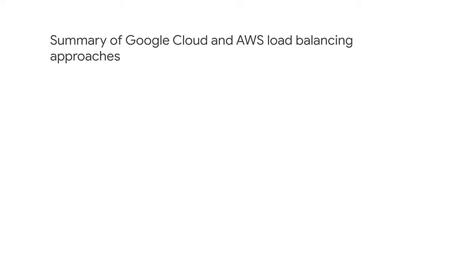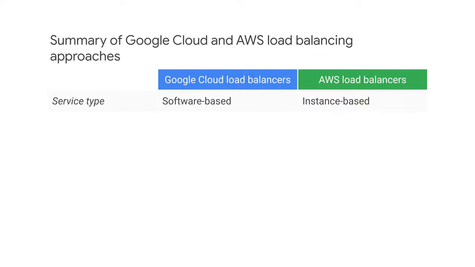Let's summarize the key differences between the approaches taken by GCP and AWS to load balancing. GCP load balancers are software-based. AWS load balancers run on EC2 instances. The difference in service type is the reason why you don't have to pre-warm load balancers in GCP. The service can spin up quickly because a virtual disk is not used.